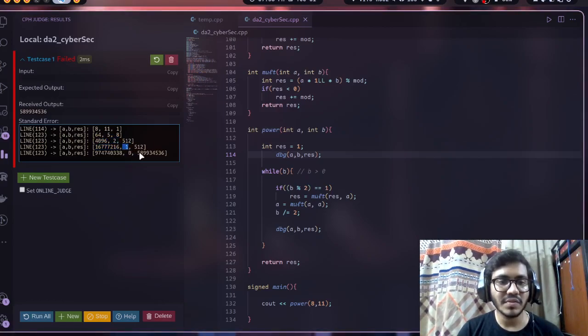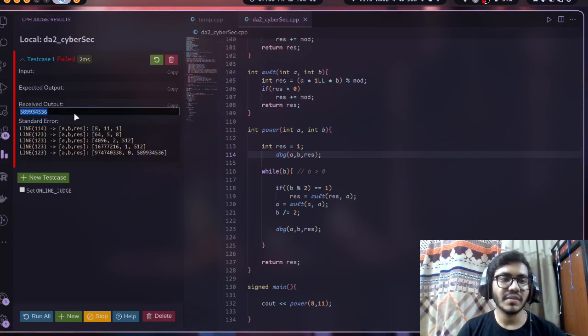This is 2 by 2 is 1, and because this was even, we didn't multiply it by A. Now as this became odd, we again multiplied it by the current A that we had, and this became this, right? And essentially A became this and this became 0. So after this becomes 0, we are returning this as the answer. So this is what we are getting here, right?